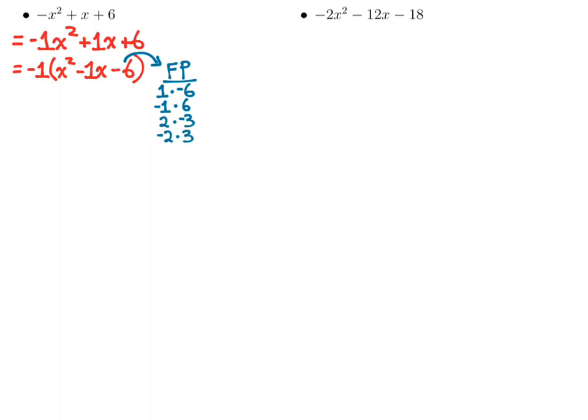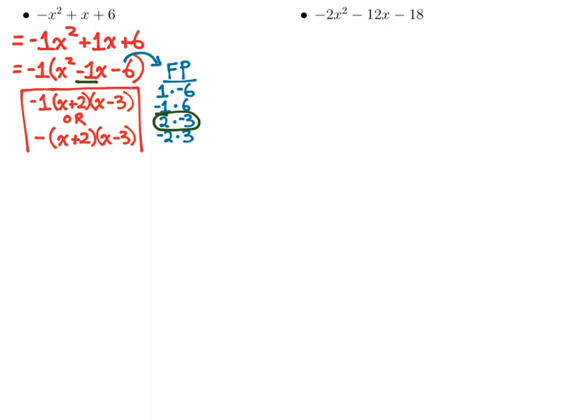There we have them. We're adding the negative 1, so 2 and negative 3 are our winners. x plus 2 and x minus 3. Good times. Don't forget the negative 1 in front. Now, if you want to look super fly, you don't write negative 1 in front, you just write a negative sign. But either of those things in the box will work.